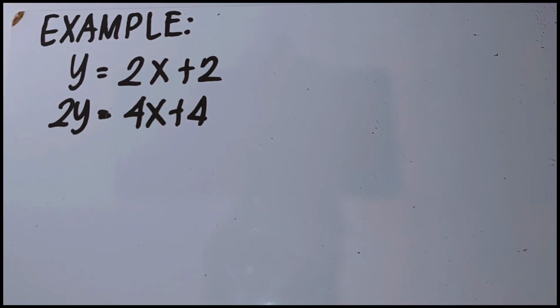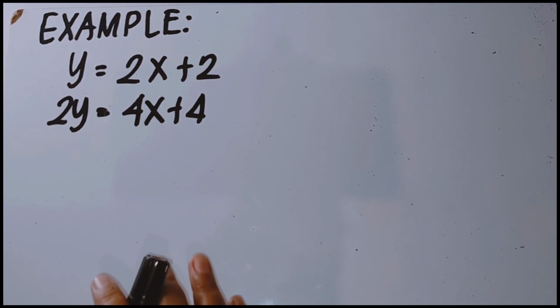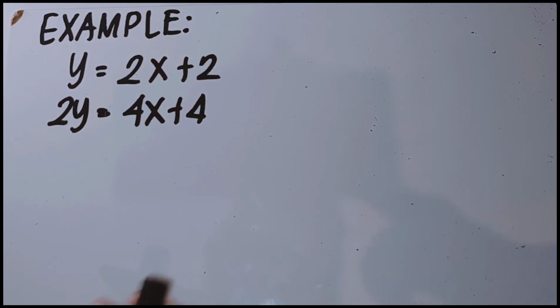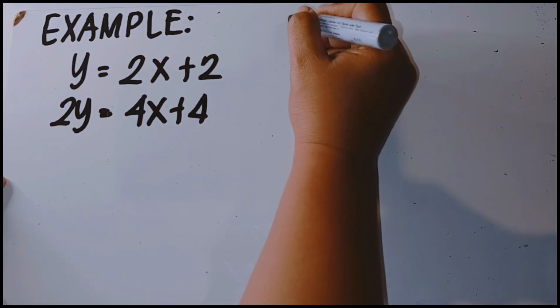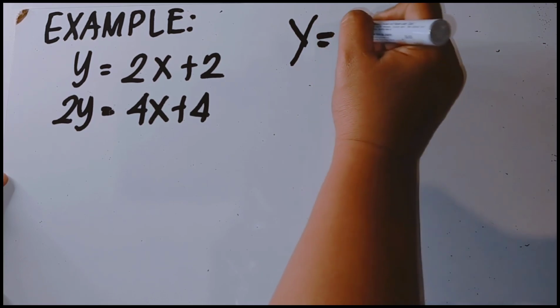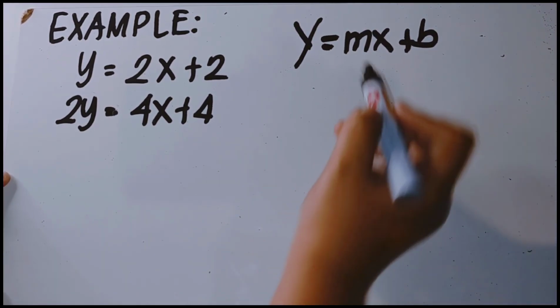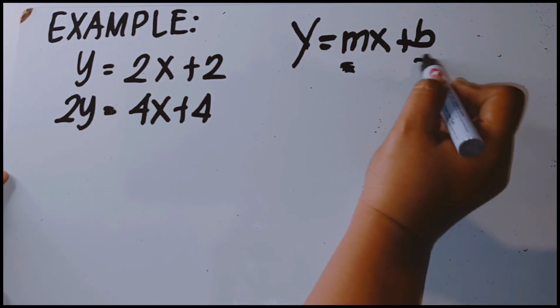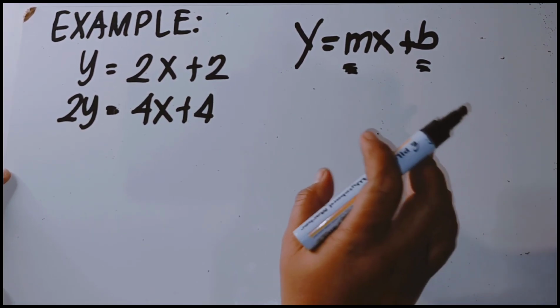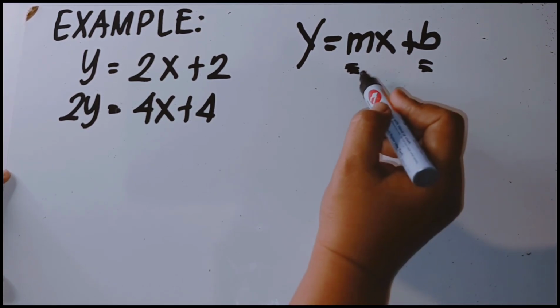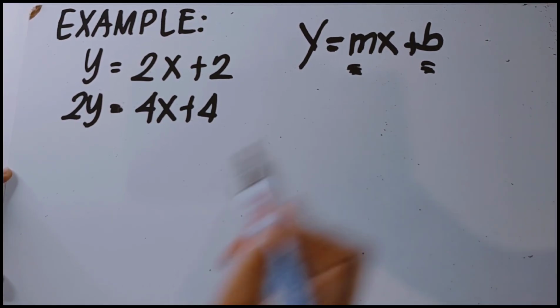Okay, so let us try this example. Paano nga ba mag-graph ng dalawang equation? Lagi nating tatandaan, ang equation na gagamitin natin is y equals mx plus b. Ang m is the slope and b is the y-intercept. Bago tayo makapag-graph, kailangan natin makuha muna ang slope at y-intercept.